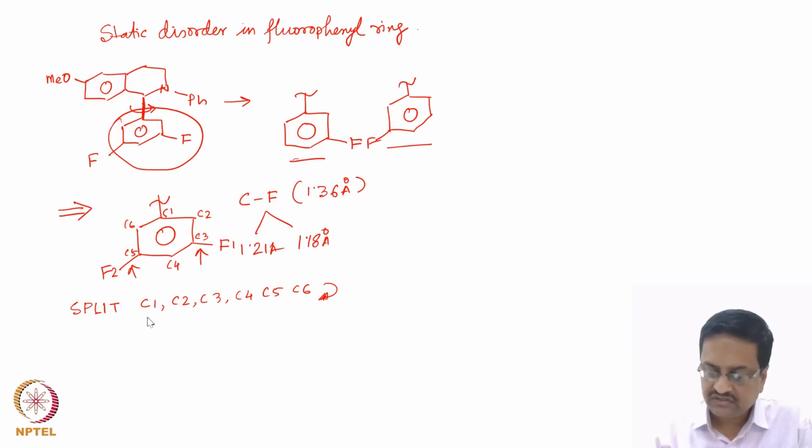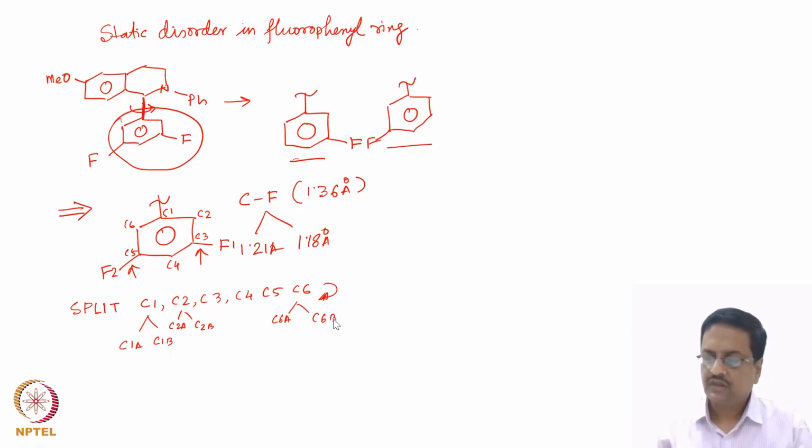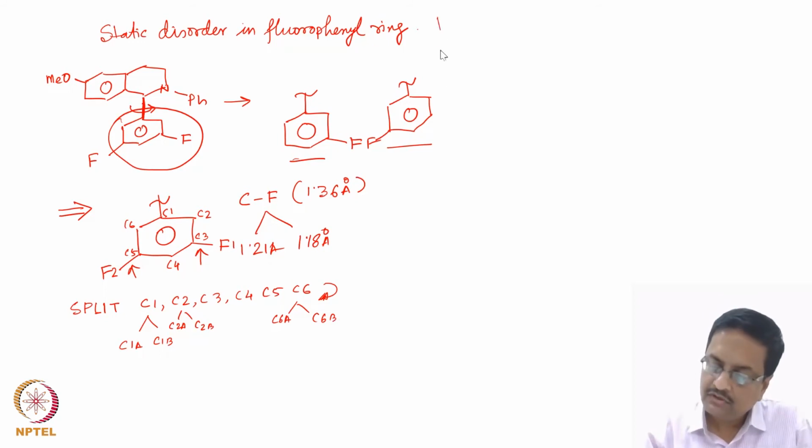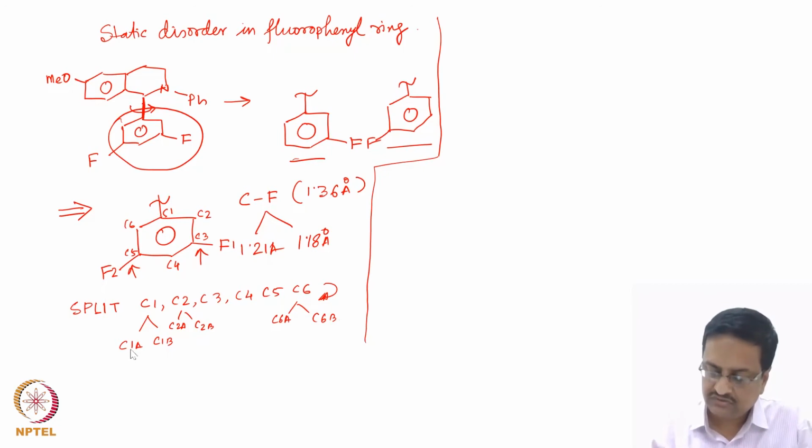What it will do is generate two atoms at the same location with names C1A and C1B, C2A and C2B, and so on up to C6A and C6B. So then what we should do is segregate these two sets, the A's together and the B's together, and take the corresponding fluorine in it together.